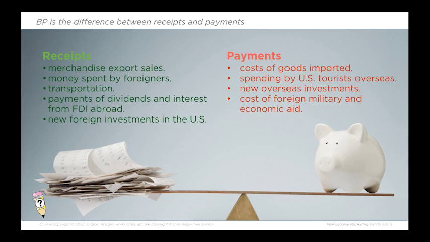Payments, on the other hand, represent money that leaves the U.S. into the foreign markets. When goods are imported, they're paid for with U.S. dollars that flow out of the U.S. into the foreign market. Just like foreigners spend money when they visit the U.S., when U.S. tourists visit overseas, they spend U.S. dollars overseas, and that's money that goes out of the U.S. into foreign markets.